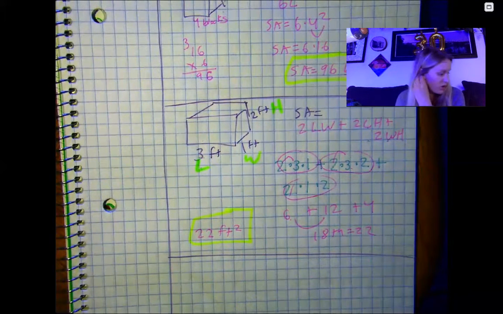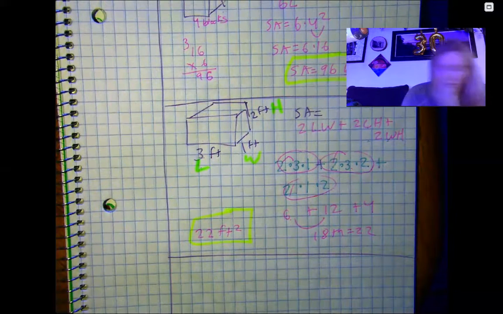All right, trucking along. Okay. Next we did a cylinder.